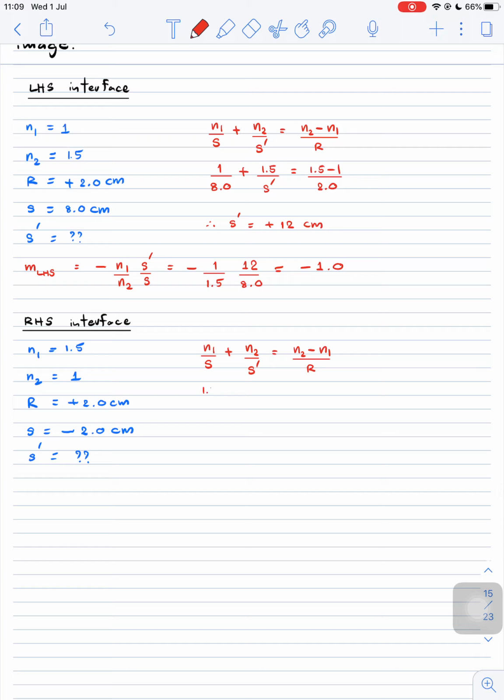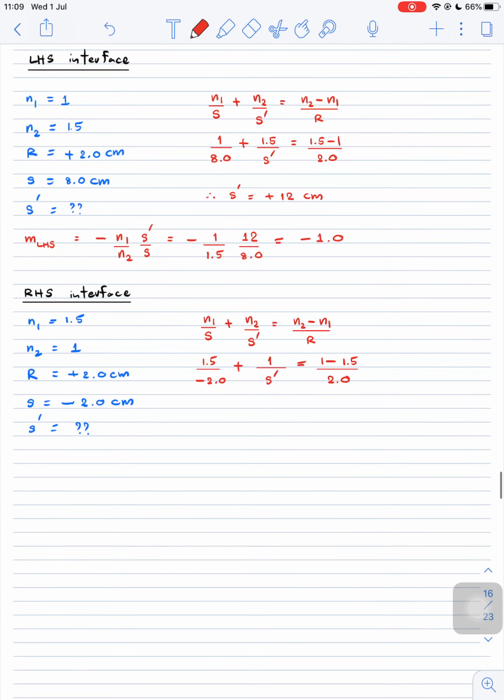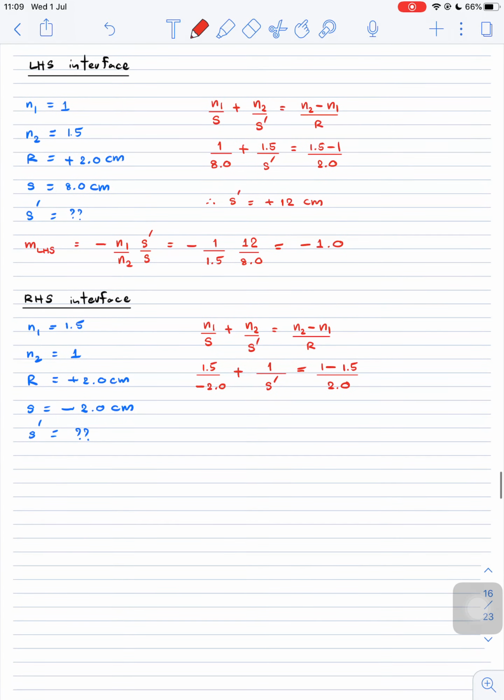N1 is just the 1.5 over the S. S is negative 2.0, plus the N2 equal to 1, and then over the S prime, right? So we just want to find the S prime, equal to N2 minus N1. So we have 1 minus the 1.5, and then over the R, just 2.0. Okay, so now we just solve for the S prime.